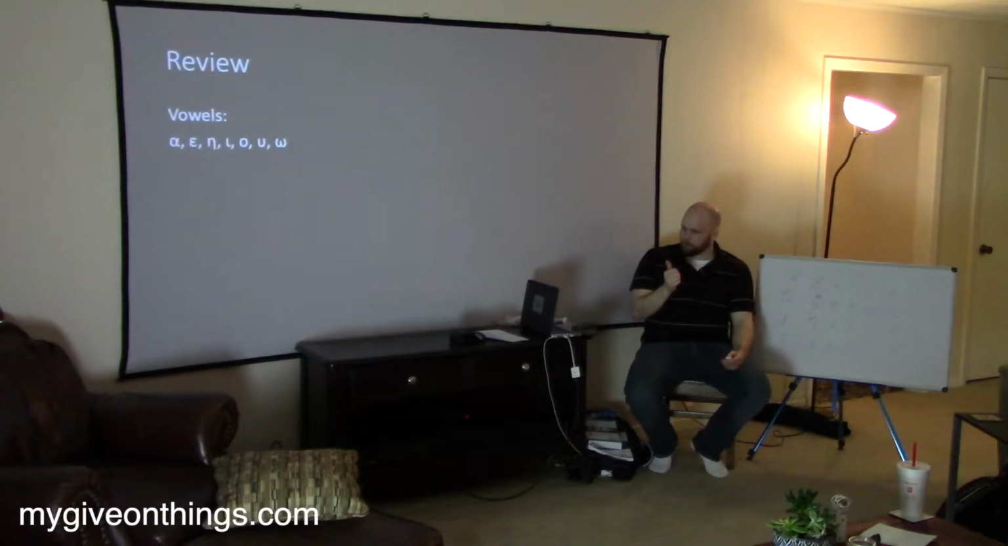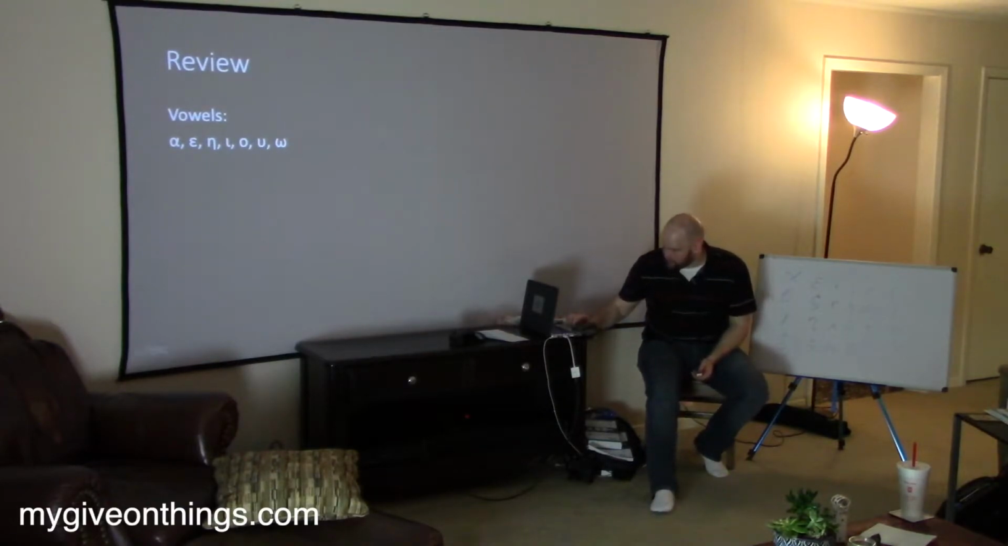The vowels are alpha, epsilon, eta, iota, omicron, upsilon, omega. So that's what the quiz was: write the alphabet and write the vowels. And like I said last week, every week there'll be vocabulary. So let me actually real quick give you the outline of today.